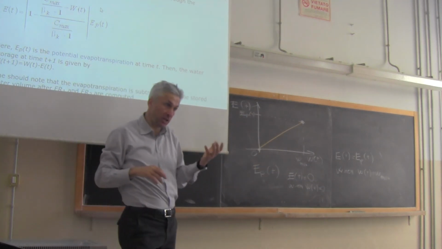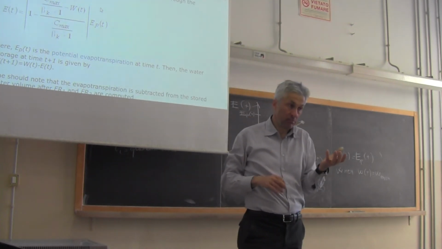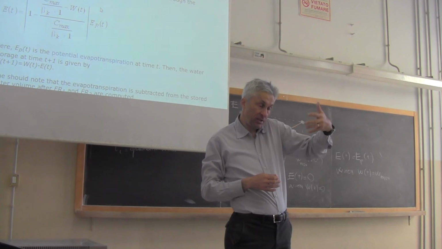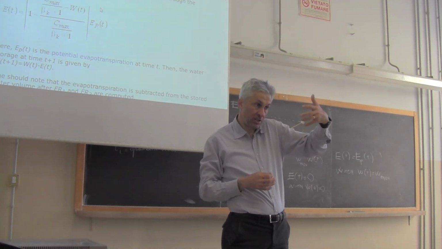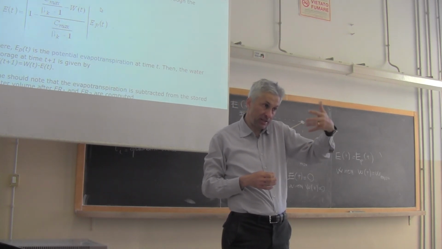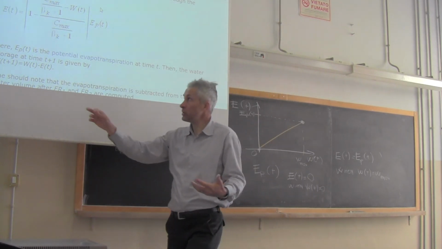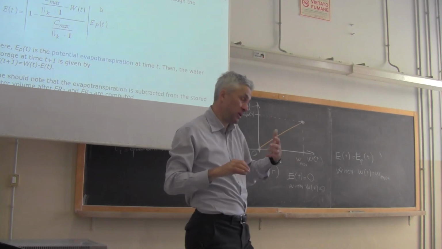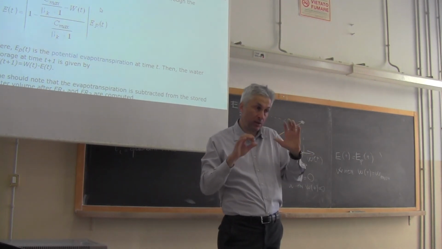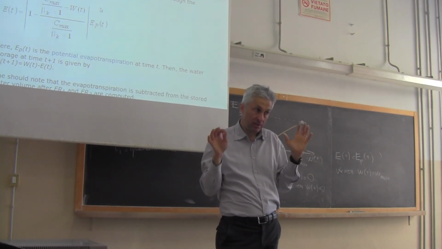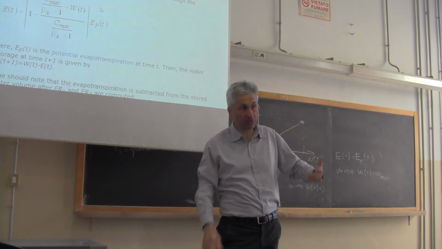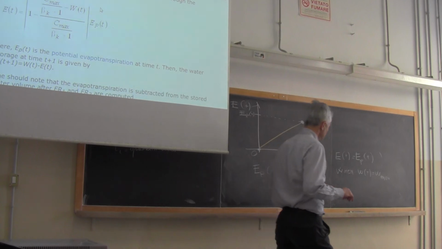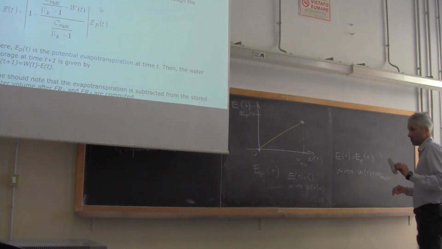But then, at each time step, we have to decrease WT by ET. So this is a bit of a complication from a computational point of view, because at each time step you have to first update WT by increasing it if it rains, and then update it by decreasing it due to evapotranspiration. It's nothing complicated conceptually, but from a computational point of view, it's a bit of a complication. So, let's see how we can do this.